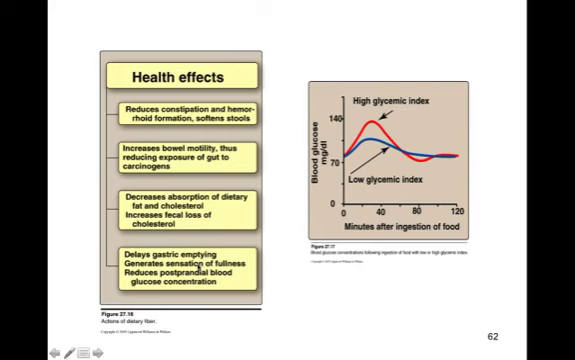Fiber then generates a sensation of fullness. It reduces the blood glucose concentration, which is kind of linked into the glycemic index. So, what glycemic index really is, is a number that is associated with a particular type of food that indicates the food's effect on a person's blood glucose level. The glycemic index represents the rise in a person's blood sugar level 2 hours after the consumption of the food.